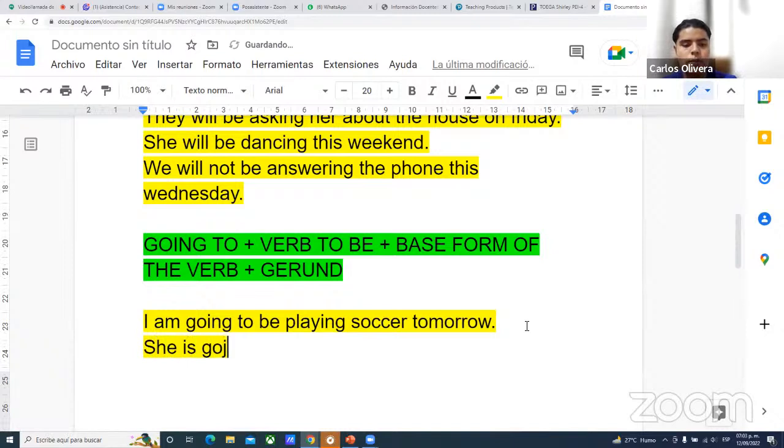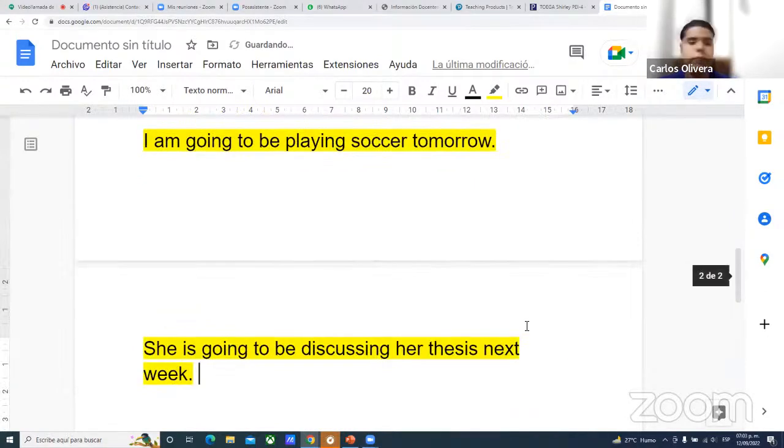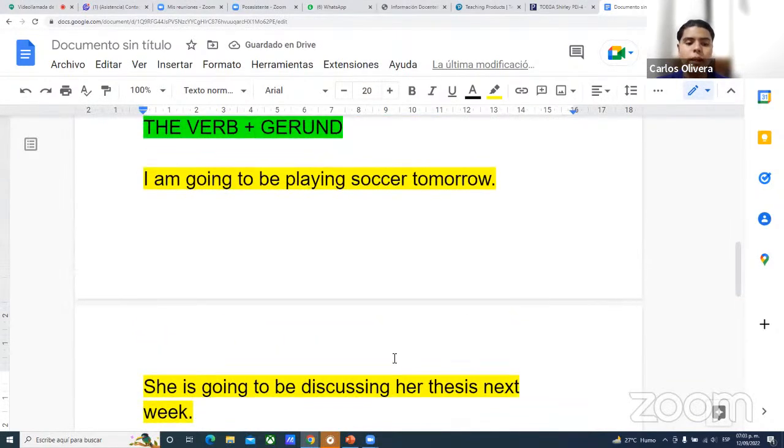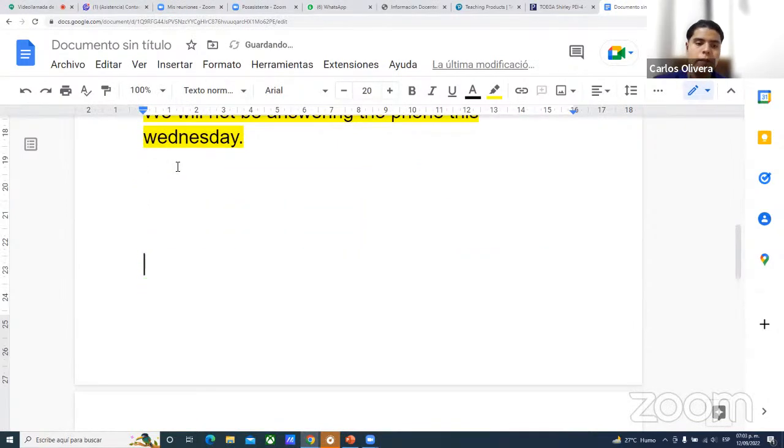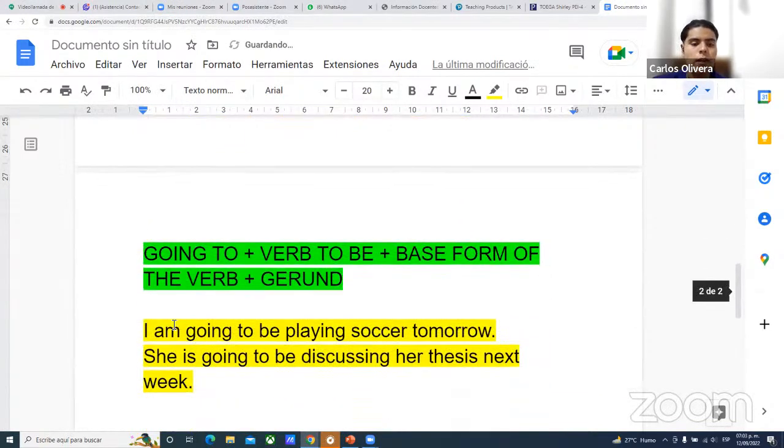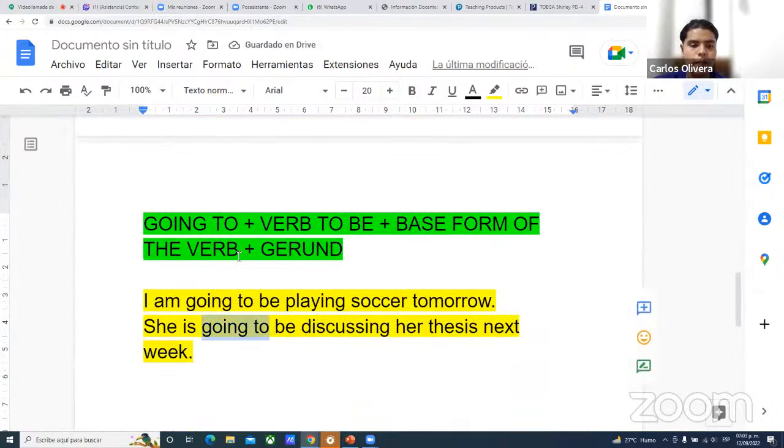She is going to be discussing her thesis next week. She's going to be discussing her thesis next week. Is this fulfilling, by the way, the structure? Let's confirm it. We have going to, yes, going to. We have verb to be, yes.